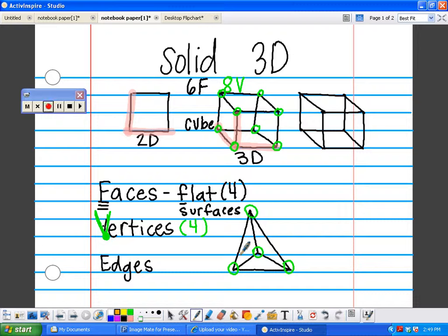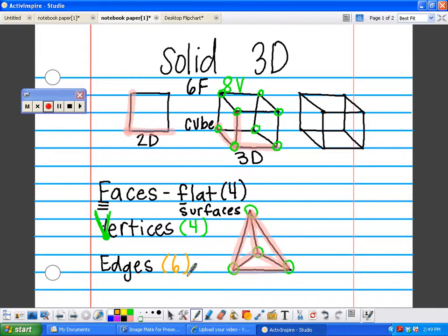Okay, now this one I like to use a highlighter for because I can trace over them. So let's trace over all of our edges here. Ready? Watch me do it. 1, 2, 3, 4, 5, 6. How many edges? 6 edges.